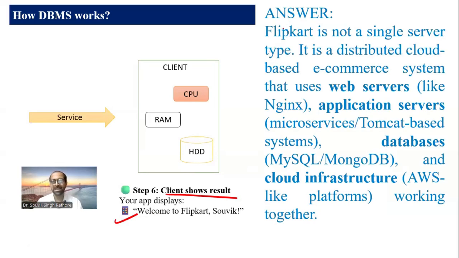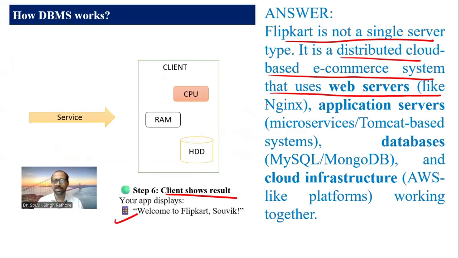Now you have to tell me, what sort of server was Flipkart? Was it a DBMS? Was it a cloud platform? What was it? Flipkart isn't a single server type. It is basically a distributed cloud-based e-commerce system that uses web servers like Nginx, application servers like microservices or Tomcat-based systems. It also has a database management system, for example, MySQL or MongoDB. And it also has cloud infrastructure like an AWS-like platform. All these things work together.